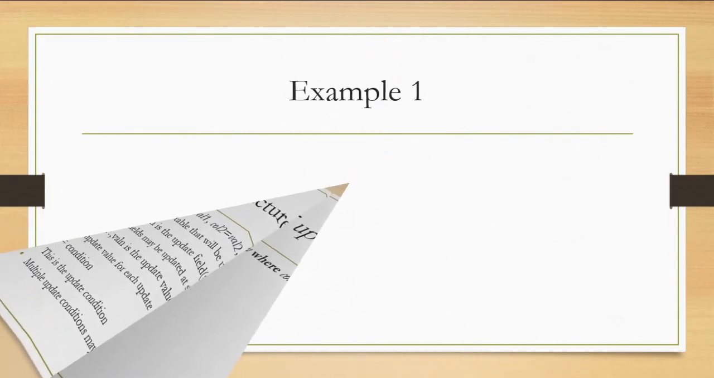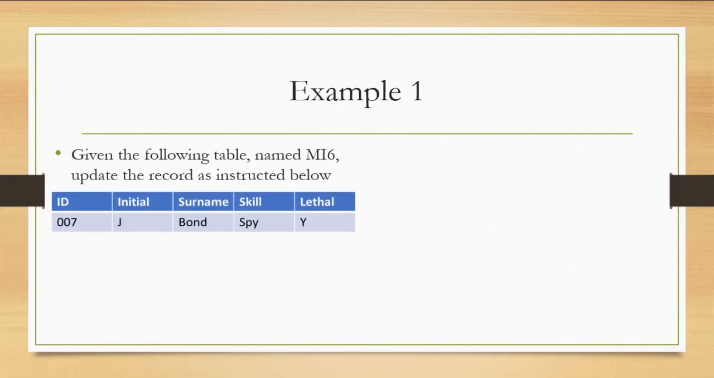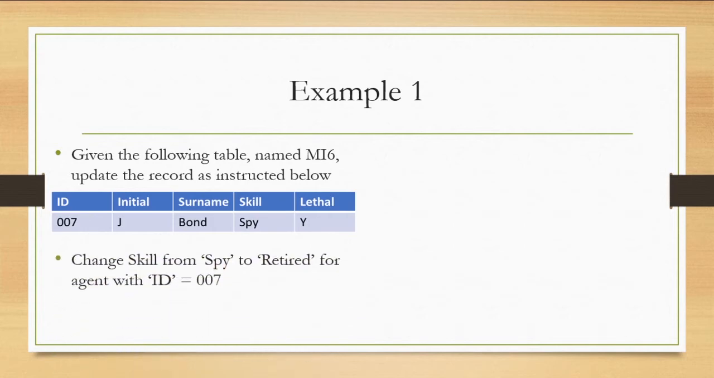Let's look at the first example. Given the following table, named MI6, update the records as instructed below. Change skill from spy to retired for agent with ID 007. Pause the video here and work out the SQL statement for yourself. Let's look at the answer. So update MI6 set skill equals retired where ID equals 007. Please note that single quotation marks, double quotation marks may be used, especially in Delphi.